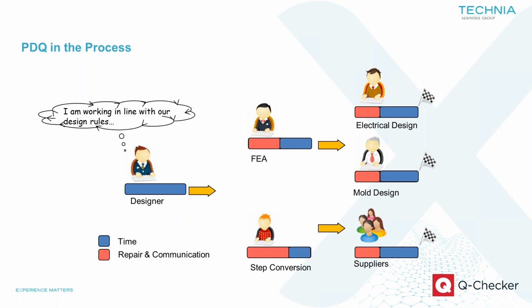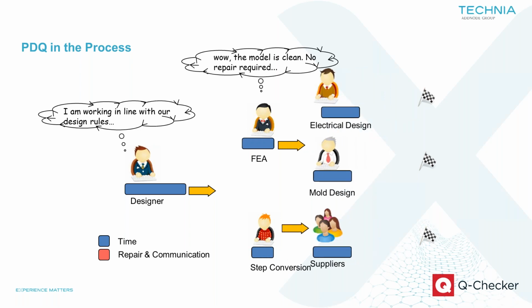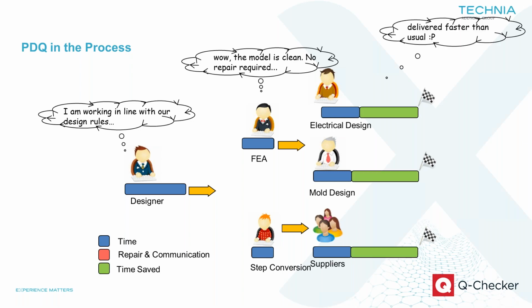the model developed by the designer should be followed by the other teams while fulfilling their requirements. If he already knows he is working in line with the design rules, then he can save the time which would have to be invested by the other teams. So now the model is clean and no repair is required. They save time, and other teams deliver faster than usual.